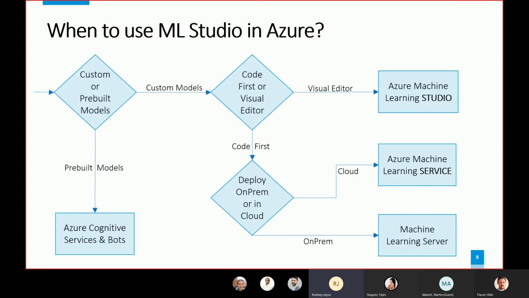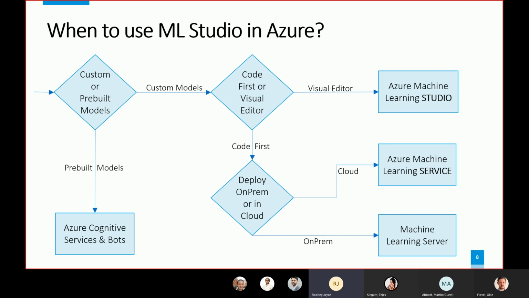Okay, so when would you use ML Studio? Starting from the top left, the first question is, do you have custom or pre-built models? A pre-built model is like the cognitive services in Azure, where they train the model, like the Face API or Text Analytics, where you can't change the model, but you can use the results. Object detection, videos, translation services. We're going to do custom models, where we're actually going to tweak the model.